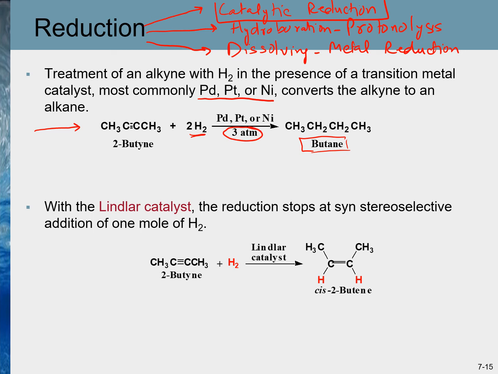Reduction of an alkyne occurs in two stages. In the first stage, alkyne will react with 1 mole of hydrogen in presence of catalyst, and alkyne will convert into alkene. And in the second stage, alkene will react with 1 more mole of hydrogen gas in presence of catalyst, and we will get alkane.